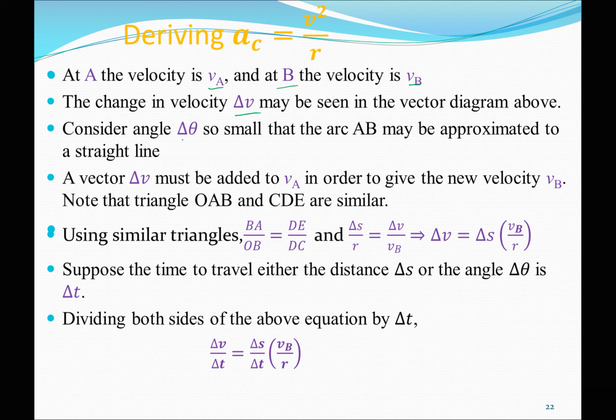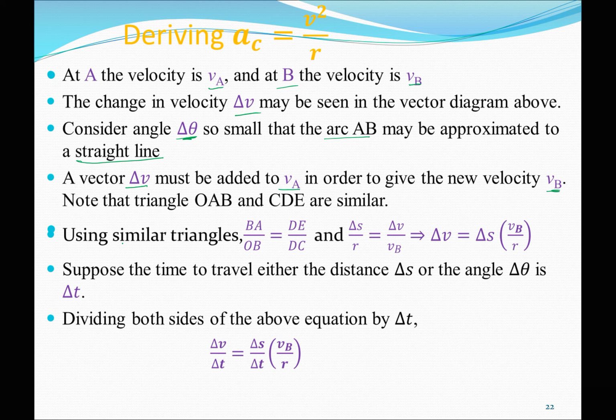And the angle delta theta is small and measured in radians. So the arc length AB was approximated to be a straight line. Then the change in the vector, delta V, must be added to VA in order to give the new velocity VB. So that is what causes a change in velocity.